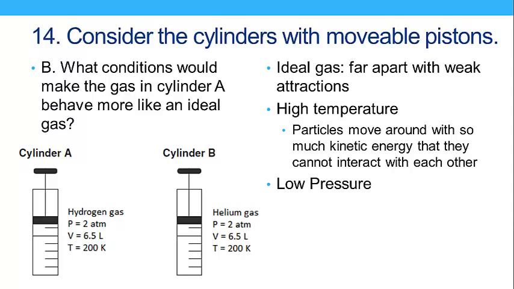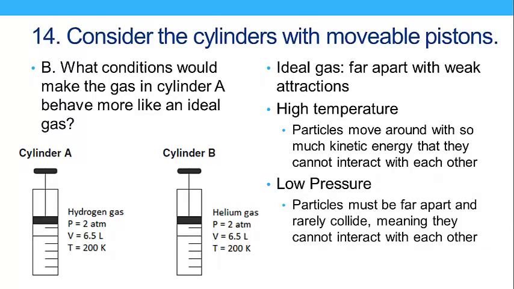Low pressure. At high pressure, the particles are going to be colliding a lot. At low pressure, the particles have to be far apart and rarely colliding, so they cannot interact with each other. So this is another way to weaken those attractions.